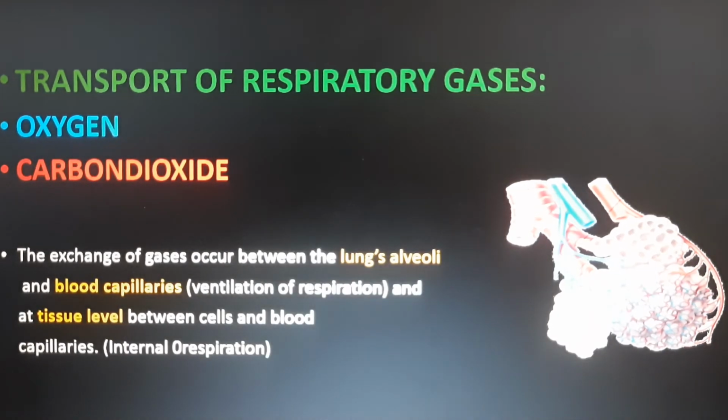Let us see the transport of respiratory gases. Respiratory gases, which are the gases transported in a living organism or the living system, are oxygen and carbon dioxide. Oxygen is required for various physiological activities, whereas carbon dioxide is released after metabolism from tissues. The exchange of gases occurs between the lungs, alveoli, and blood capillaries, that is ventilation of respiration, and at tissue level between cells and blood capillaries.